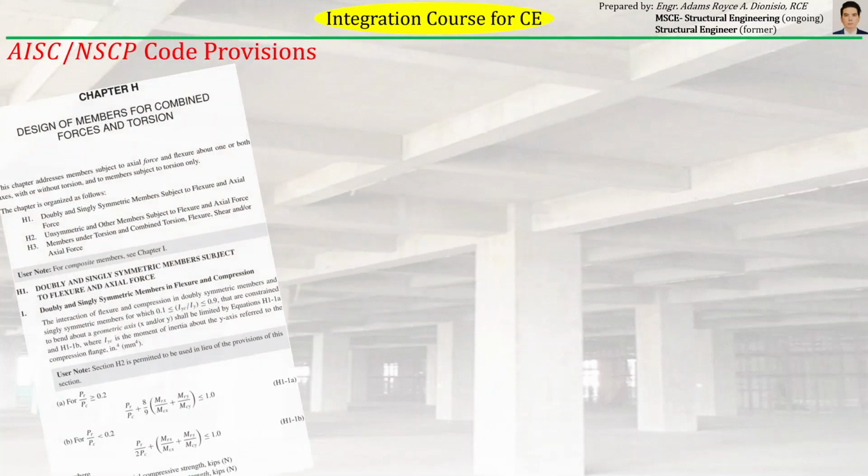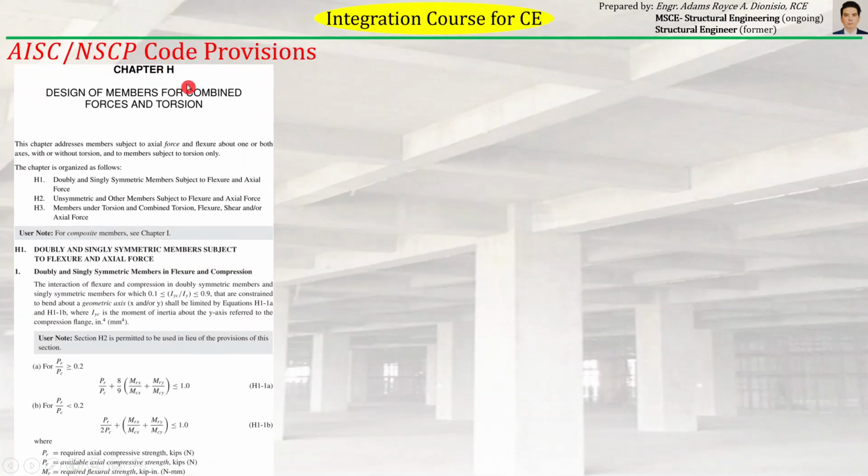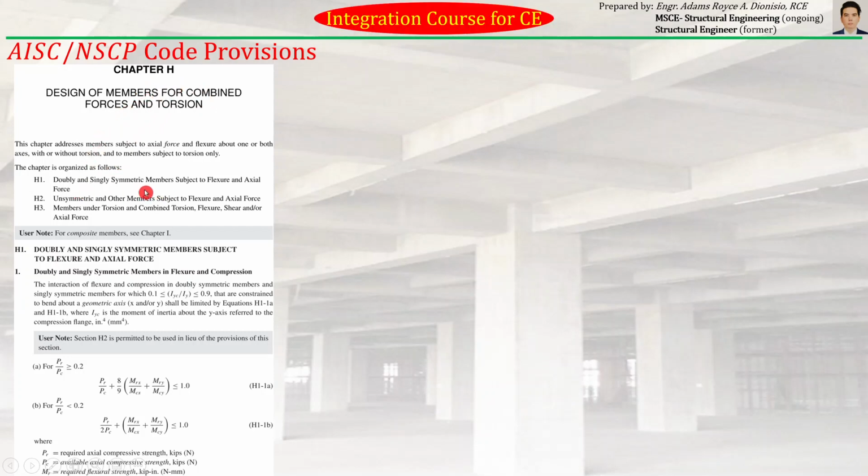Okay. So ito yung mga corresponding AISC/NSCP code provisions, starting with the design of members for combined forces and torsion, which can be found sa chapter H ng AISC. Okay. So kung titignan niyo yung chapter H ng AISC, makikita niyo itong mga topics na to. H1 is for doubly and singly symmetric members subject to flexure and axial force. H2 is for unsymmetric and other members subject to flexure and axial force. H3 is for members under torsion and combined torsion, flexure, shear and/or axial force.